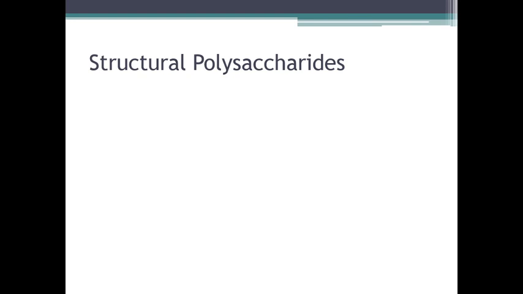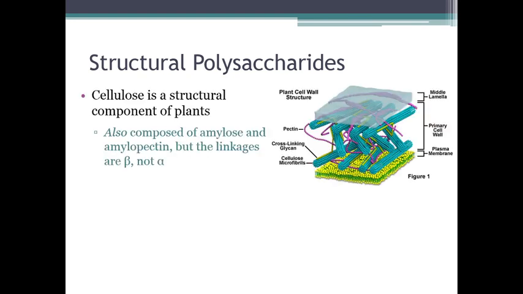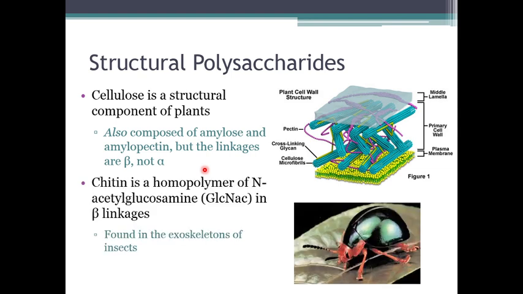Now let's look at some structural polysaccharides. Cellulose is a structural component of plants. It is also composed of glucose, but the linkages are beta, not alpha. Please remember the difference. Chitin is a homopolymer of N-acetylglucosamine, or GlcNAc in short, in beta linkages. And chitin is found in the exoskeleton of insects.